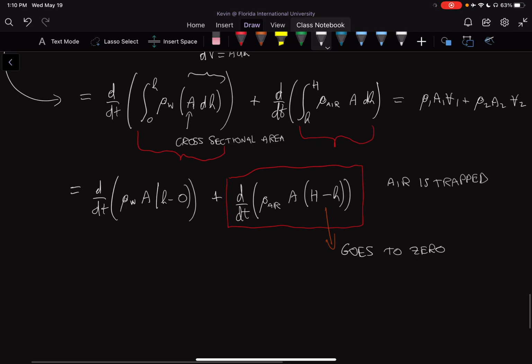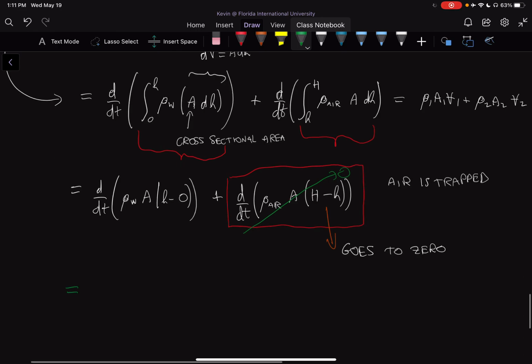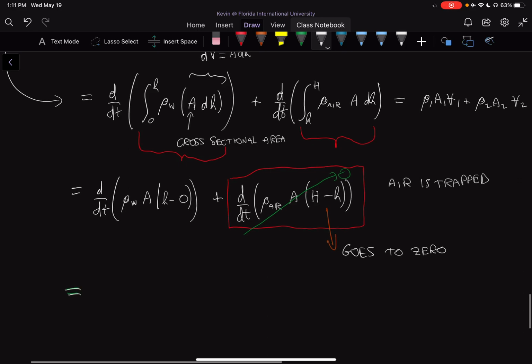So what we can say in this problem is that over time, this term is going to go to 0. Okay, so we're only going to look at the left term, and I'll write exactly why. So the left term, if we now do the differential of the system, we can say that rho w times A times dh/dt, plus something that goes to 0. So why does this term go to 0? Let's write it out completely.